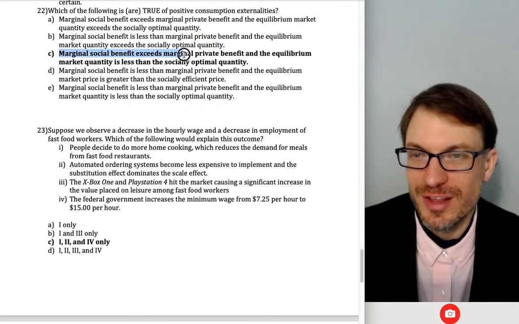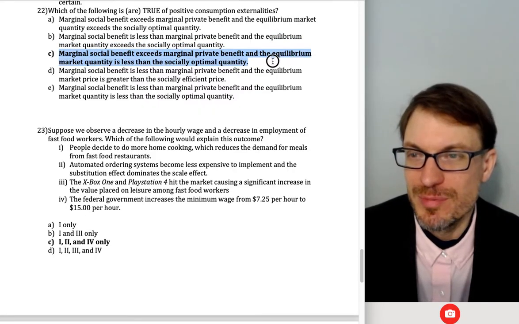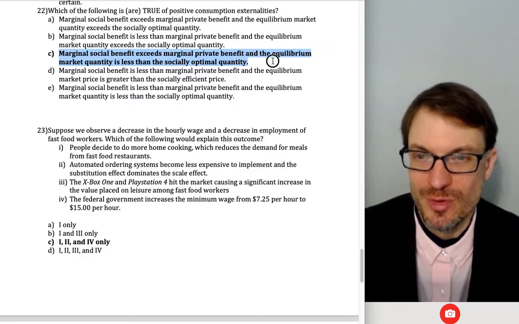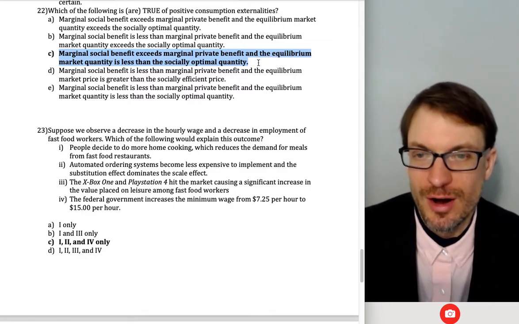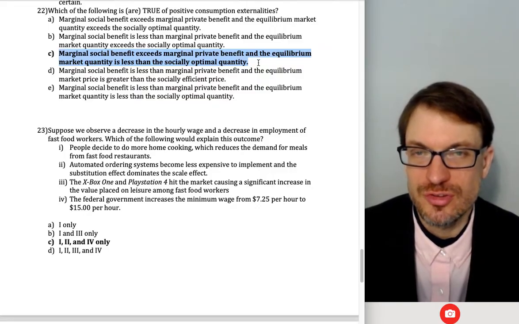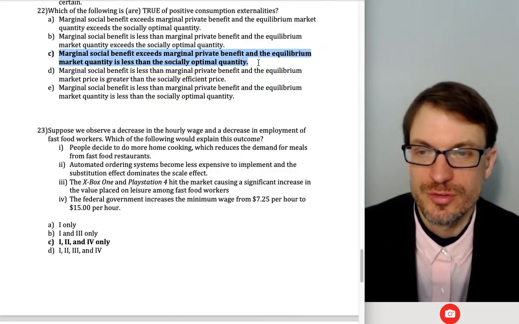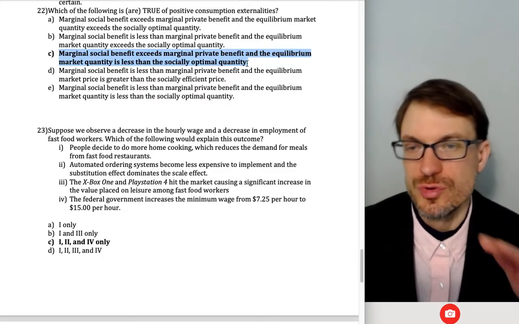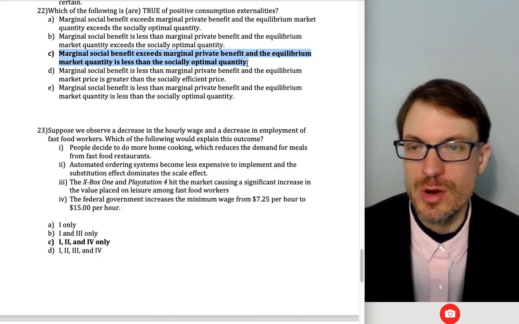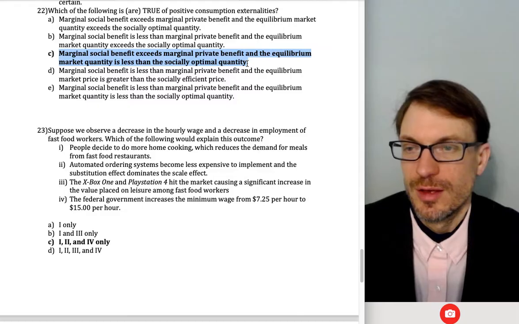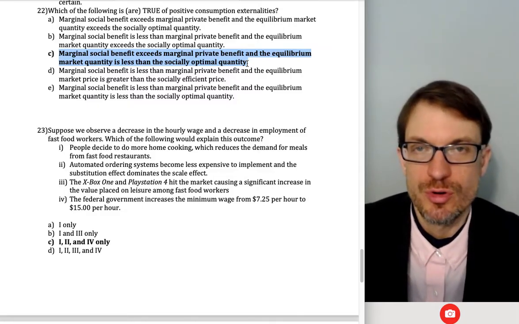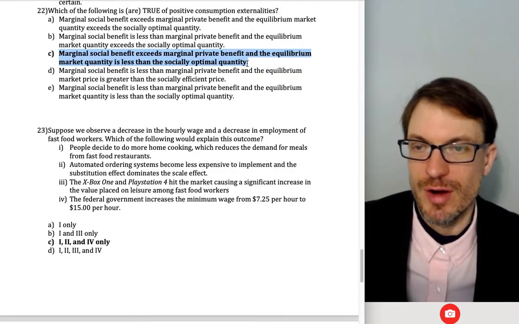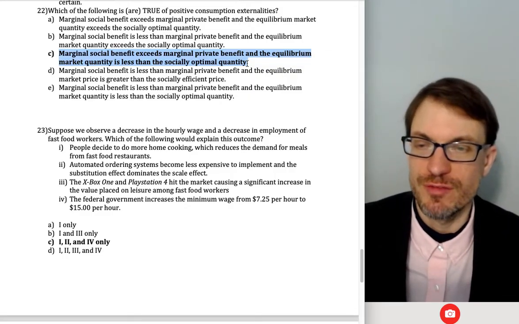Marginal social benefit exceeds marginal private benefit, and the equilibrium quantity is less than the socially optimal quantity. That's right. We get less than what we'd want because the decision makers aren't taking into consideration the additional benefit to others, to bystanders. And so the true social benefit lies rightward of the private benefit curve. And so we draw a positive externality as a rightward shift of the demand curve with a higher socially efficient quantity.